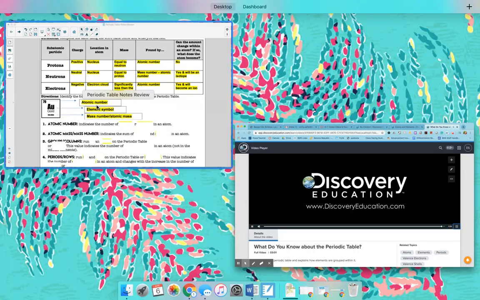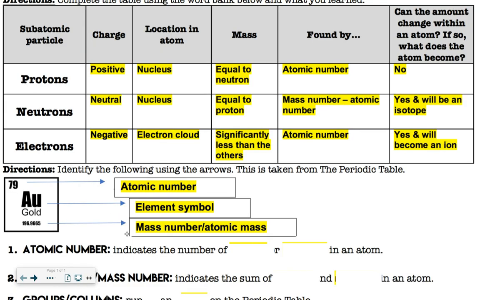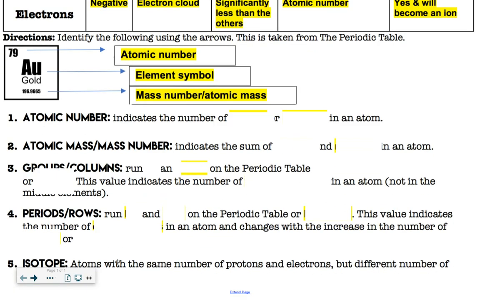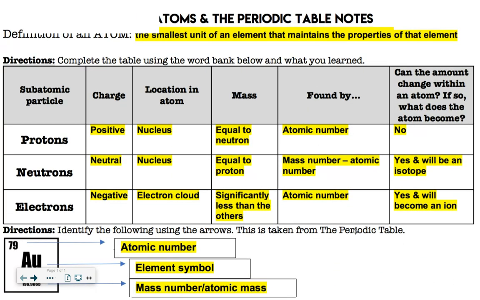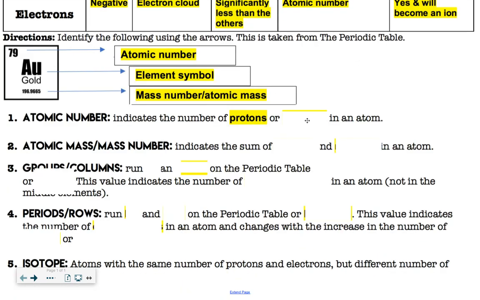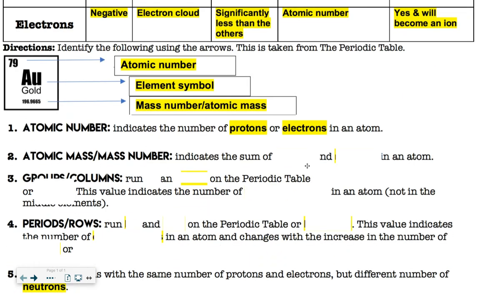All right, so back to our notes. If we look here, the atomic number is the number of protons and electrons in an atom. And the atomic mass number, we said right here, is where most of the mass comes from. Most of the mass comes from the protons and neutrons, so it's the sum of the protons and the neutrons.